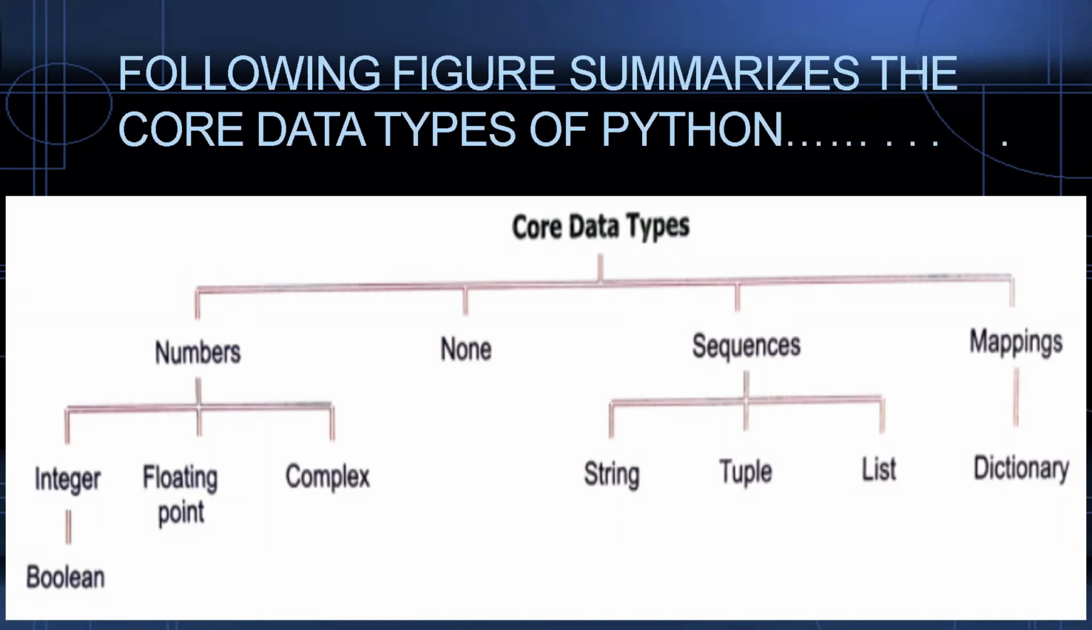The third one is sequences. It is classified into three: string, tuple, and list. And the last and the fourth one is mappings. It is classified into one, that is dictionary. This was all about data types in Python.